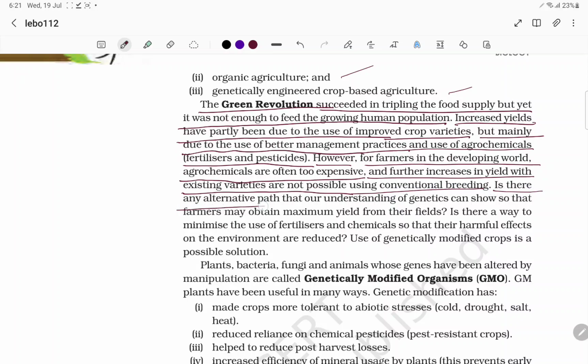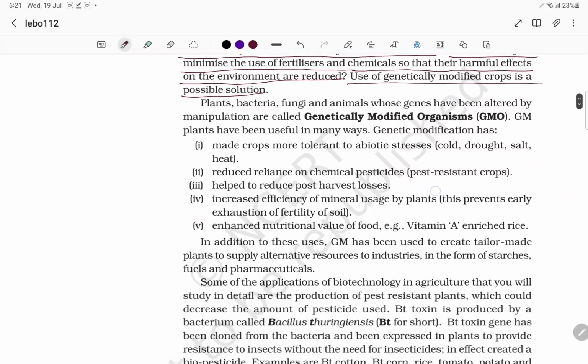So, is there any alternate pathway that our understanding of genetics can show, so that farmers may obtain maximum yield from their field? Yes. Is there a way to minimize the use of fertilizers and chemicals so that their harmful effects on the environment are reduced? Use of genetically modified crops is a possible solution. Plants, bacteria, fungi and animals whose genes have been altered by manipulation, we call genetically modified organisms, GMO. Genetically modified plants can be useful in many ways.